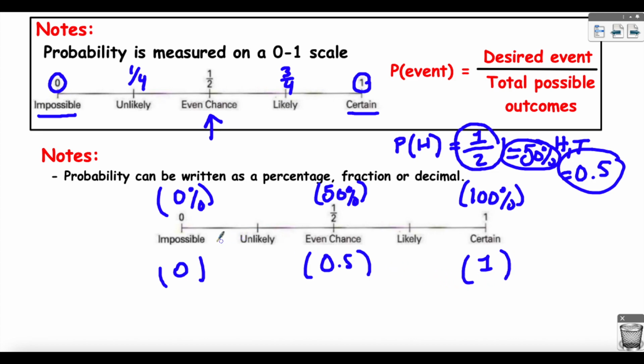The first skill set is to be able to describe the probability that's occurring, so using words. So you're going to be using words like impossible, unlikely, likely, certain, and then the next would be to calculate, and that's when we're looking for the actual numerical value of that event occurring.